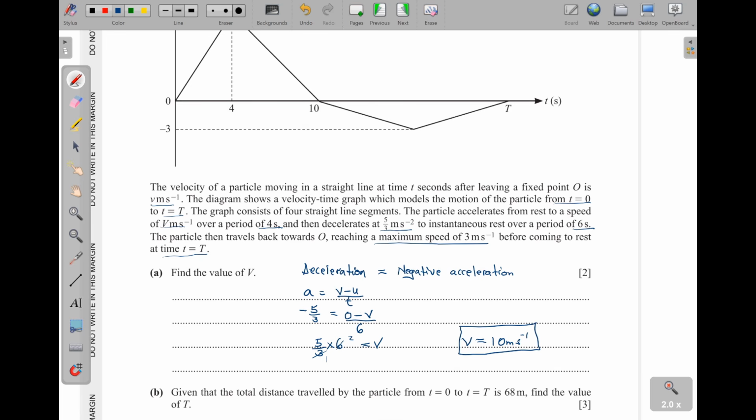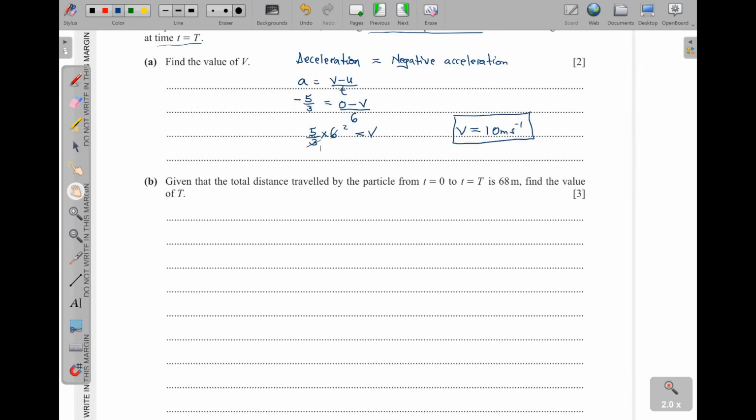That is that. Then part B, given that the total distance traveled by the particle from t = 0 to t = T is 68 meters, find the value of T. Now, we should know that on a velocity-time graph, total distance is equal to total area under the graph.